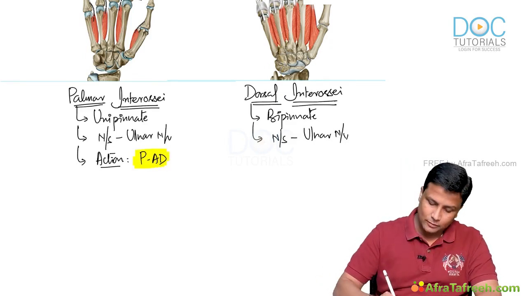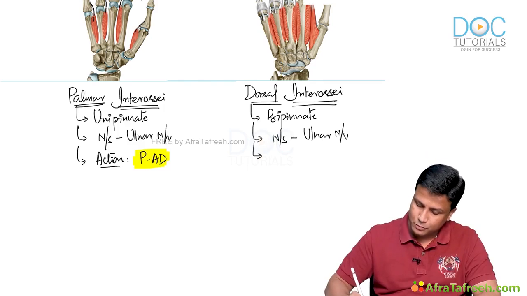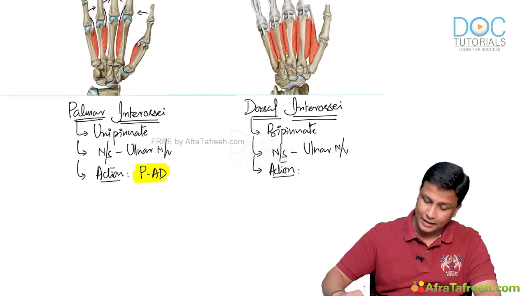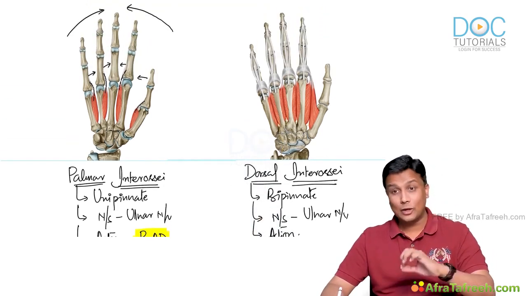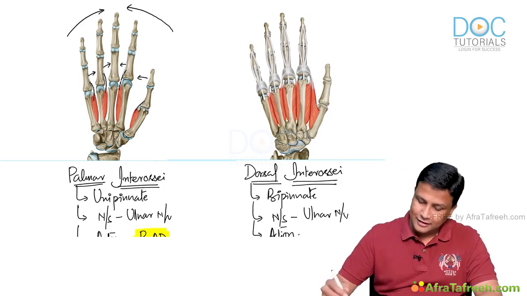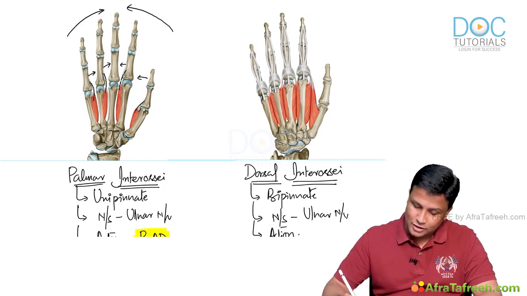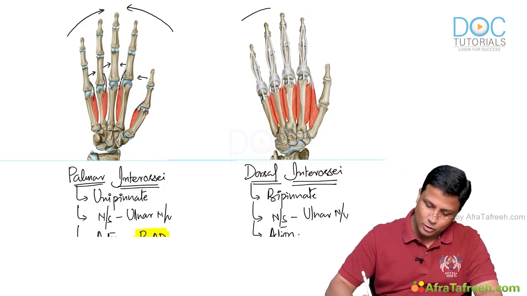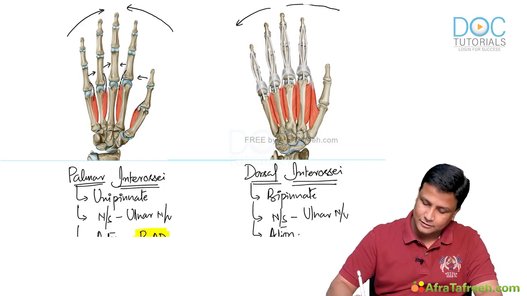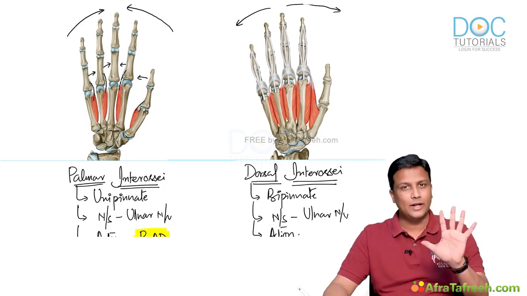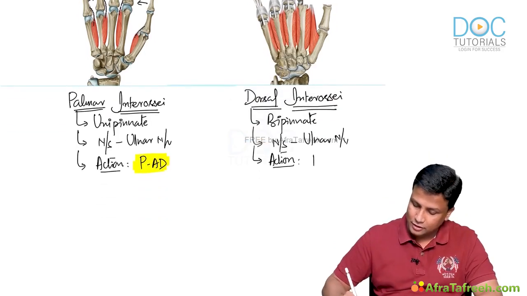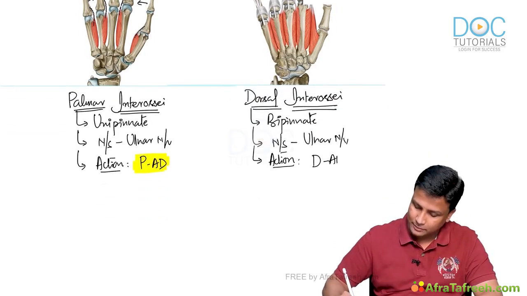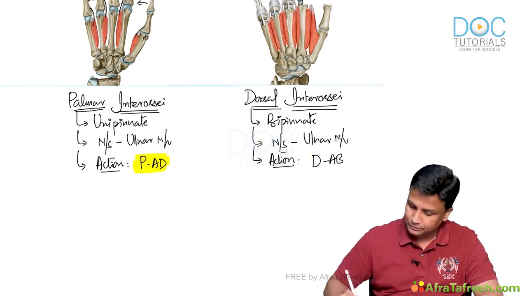Now on the other side, what will be the action of the dorsal interossei? Again, do the same thing, guys. Look at the diagram and look at the attachment of the muscle. They are attached in such a way that the dorsal interossei are going to take all the fingers away like this. Taking them away is abduction. Therefore, dorsal interossei will be helping in abduction of the fingers.